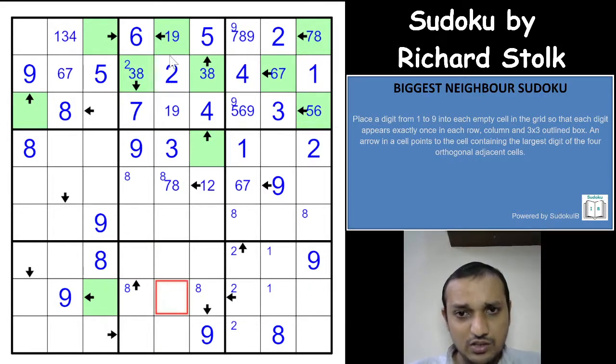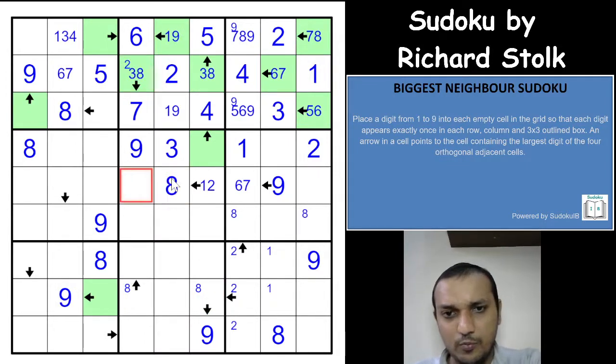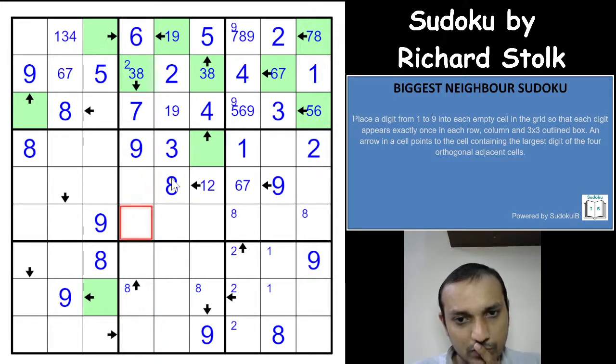So which means, where can 8 be in column 5 now? Right? So you have an 8 in these two cells, 8 in these two cells, which means you have an X-wing of 8, so this would have to be an 8 now. And which means, what is the minimum digit possible here? It cannot be 1, it cannot be 2, it cannot be 3, it would have to be 4.